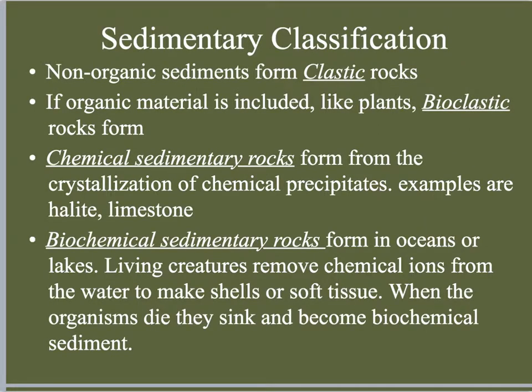Now, I've been talking a bit about the different types of clastic. Let's look at the bioclastic and the chemical sedimentary rocks. If it's bioclastic, it means that there must have been organic material, usually plants, involved in the makeup of that rock. But it could also be seashells. In the case of coquina, we take seashells, usually broken up, and they get stuck together and make some pretty cool looking rocks, but because there was material in there from living things, we call it bioclastic.